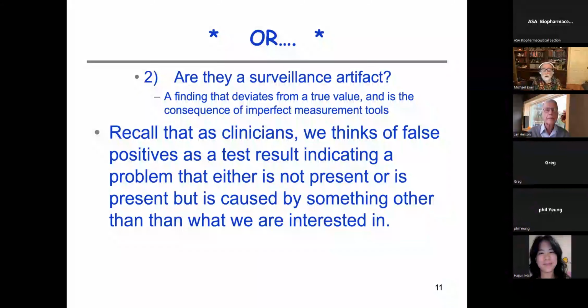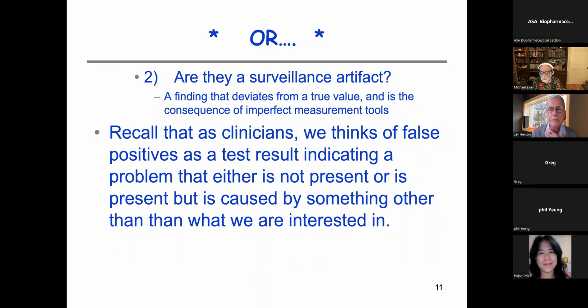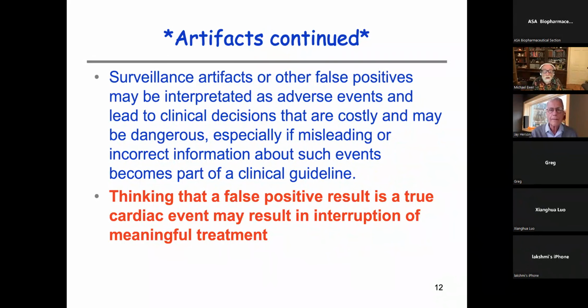A surveillance artifact is a finding that deviates from a true value and is the consequence of imperfect measurement tools. We need to separate the surveillance artifacts that are real because something is wrong in what we're doing. So we see an abnormal number. Or could they be a true event, or could they be an event that is real but unrelated? So kind of think of that as we do as clinicians, and we think of false positives as a test result indicating a problem that either is not present or is present but is caused by something other than what we're interested in. So this is kind of where we stand. Surveillance artifacts or other false positives may be interpreted as adverse events.